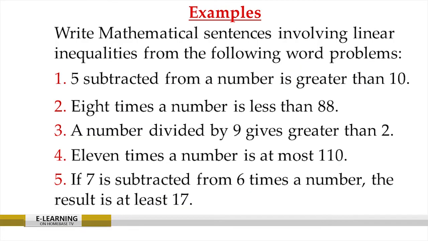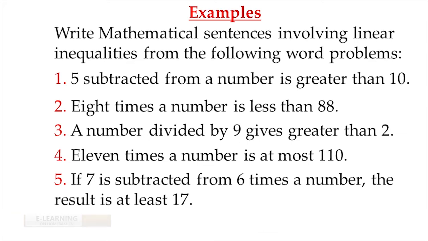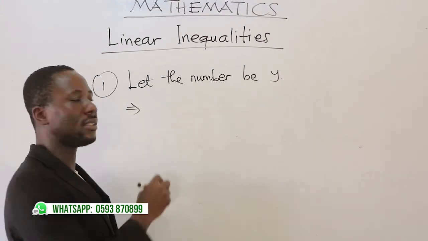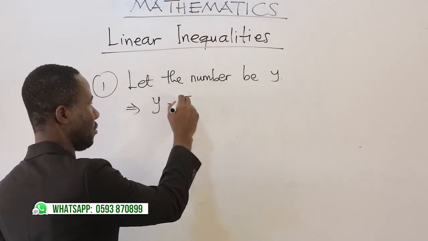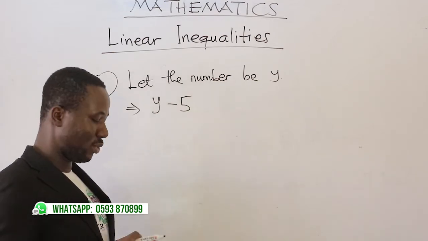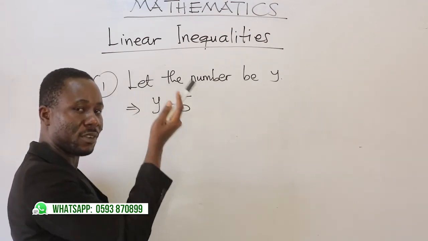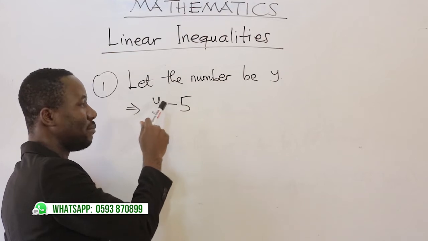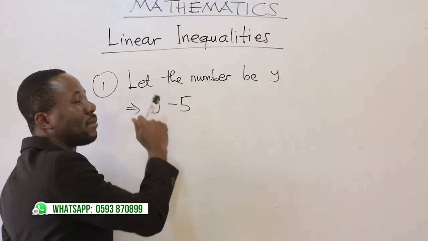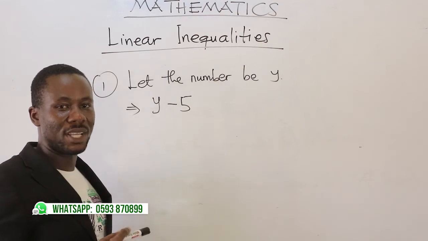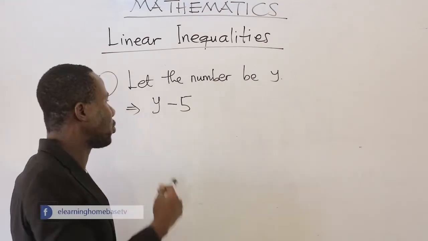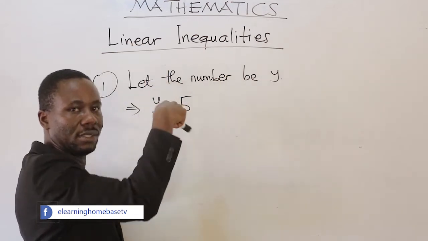I've denoted my variable. Now, coming back to the statement: 5 subtracted from the number. So I'm going to subtract 5 from y. How do you write that? As I explained, we are subtracting 5 from the number, not the number from 5. So those of you who are fond of following the order and writing 5 first minus the variable, understand the statement. We are subtracting 5 from the number. So that number must come first before minus 5.